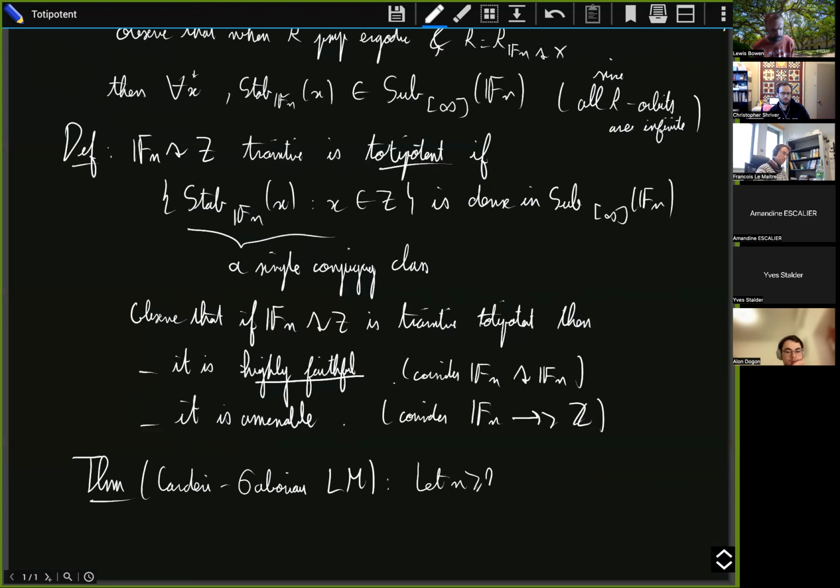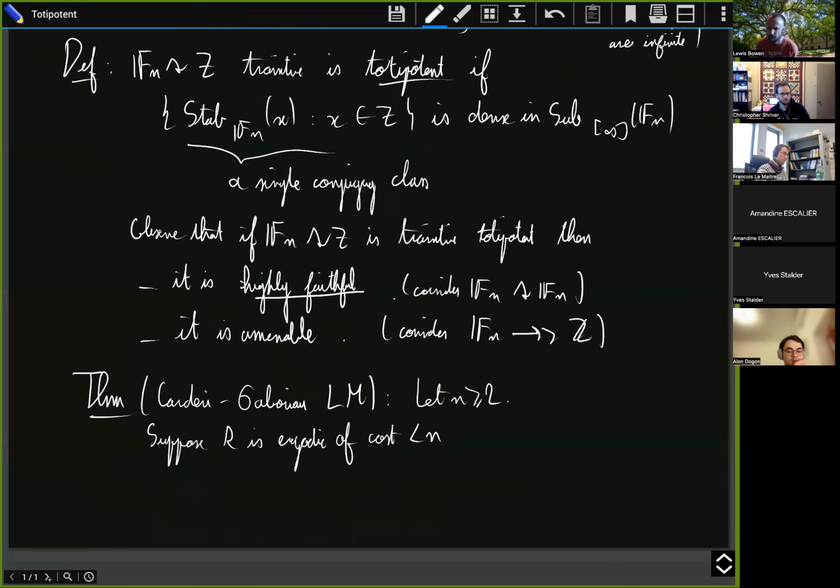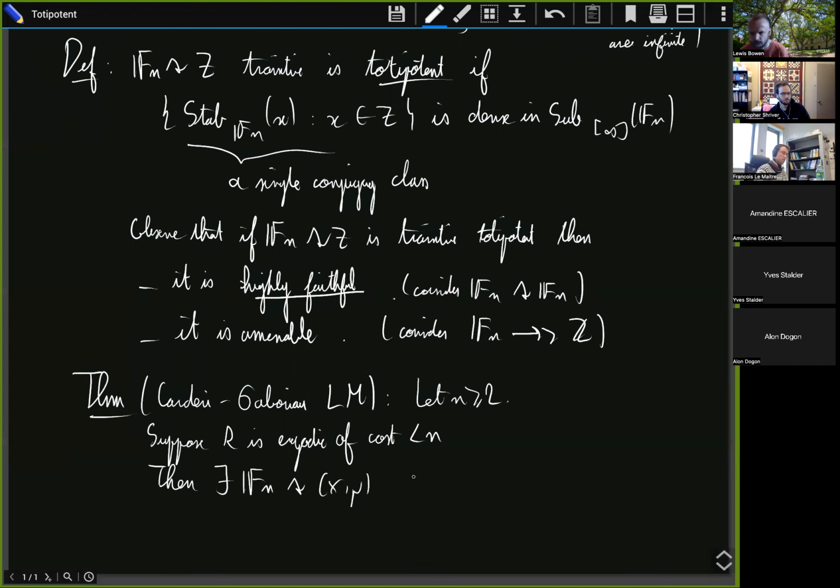Let n be greater or equal than 2. Suppose R is ergodic of cost less than n, then there exists an action of the free group on n generators, which is, I mean, the corresponding copy of the free group. Okay, let me state it this way. So R is equal to the equivalence relation associated to this action.